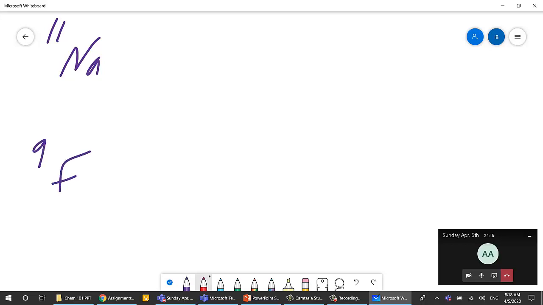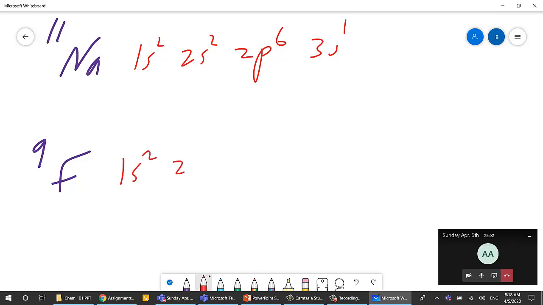Now, the electronic configuration of sodium is 1s2, 2s2, 2p6, 3s1. It's in group 1, so it finishes with 3s1. So in this case, the valence electrons is 1 electron. Fluorine has 9, so it's 1s2, 2s2, 2p5. So these are both representative elements.